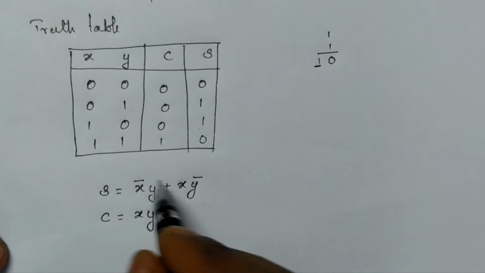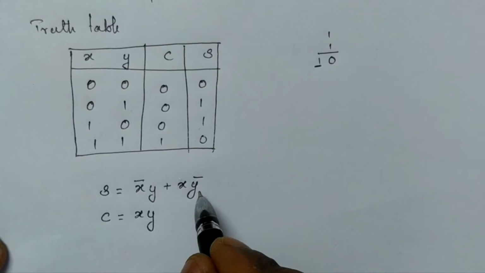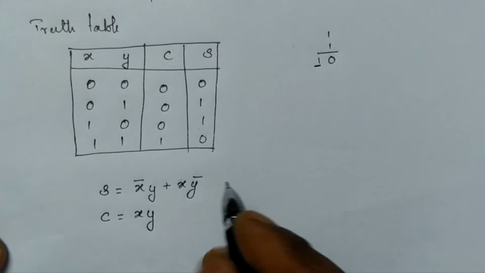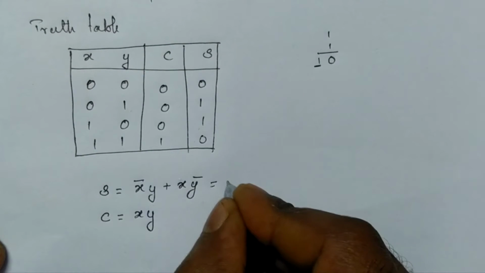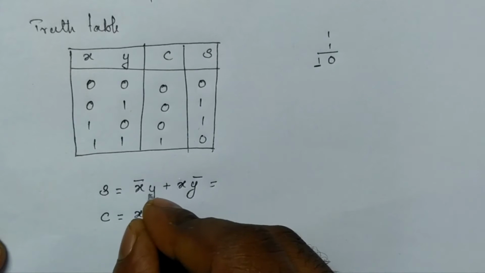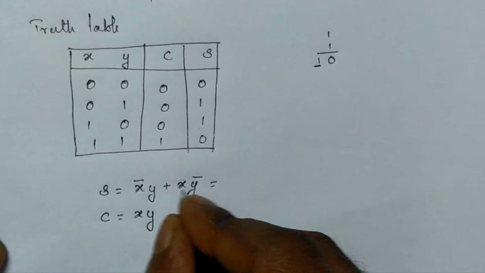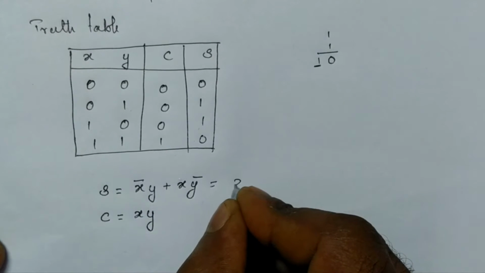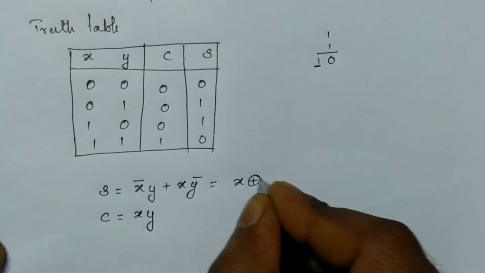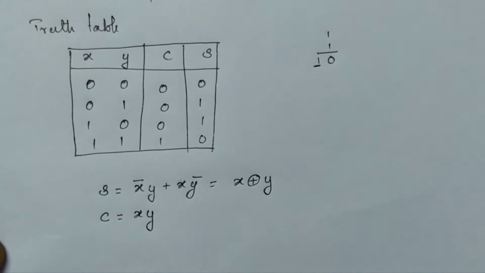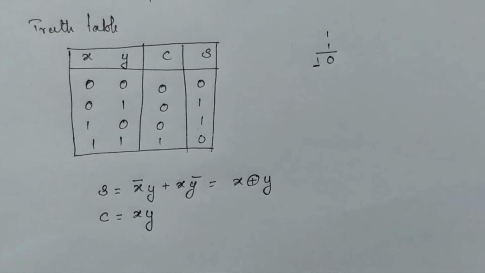The sum can be represented in the form a bar b plus a b bar, which is equal to the XOR operation, x XOR y. The carry is the same. We cannot simplify it further, therefore carry is equal to x y. Now we can go for implementation.